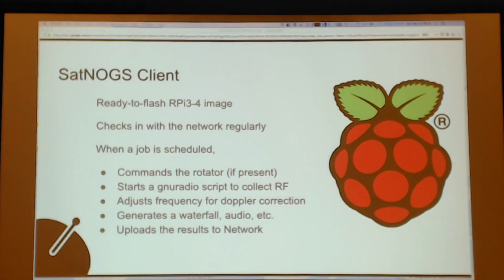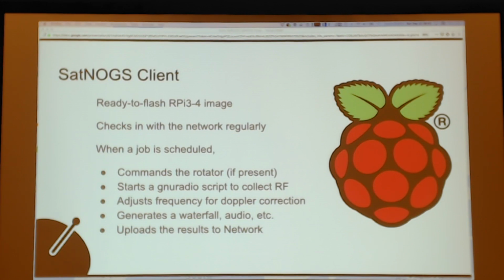The final part of the software is the software that runs on the Raspberry Pi on your hardware. We have, as I said, a ready to flash Raspberry Pi 3 image. It also works on the new 4. It checks in with the network every minute and asks, what observations do you have scheduled for me? The station itself doesn't keep track of that. Anytime you do scheduling, that happens on the network side. It's a web service, so you just do it in a web browser.